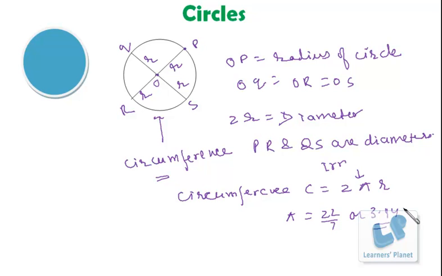3.14 is the approximate value of 22 by 7. Though the value of pi is not exactly 22 by 7, it is 3.14 something something something. Since it is approximately equal, we choose 22 by 7 instead of 3.14. But be very clear that pi is basically an irrational number.